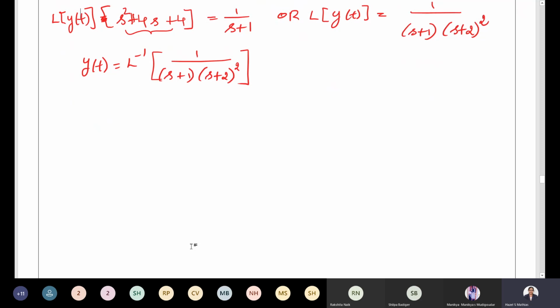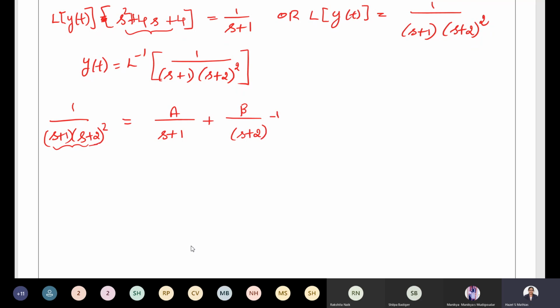You can apply the concept of partial fractions. So we shall take 1 divided by s plus 1 into s plus 2 the whole square equal to, how shall we take it? A divided by s plus 1 plus, these are all linear factors, b divided by s plus 2, plus c divided by s plus 2 the whole square. So you need to write it this way. We have discussed this while solving inverse Laplace transforms using partial fractions.